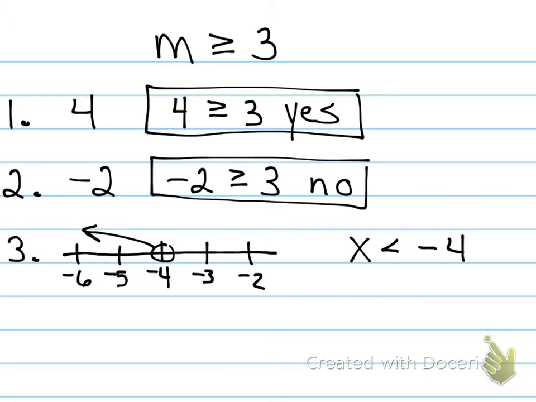Okay, so how did he know that it was less than, not less than or equal to? Because it's an open dot, okay? Now, how did he know it was less than? Because the arrow's going to the left. Okay, so you have a couple of those on your homework where you just kind of piece it together.